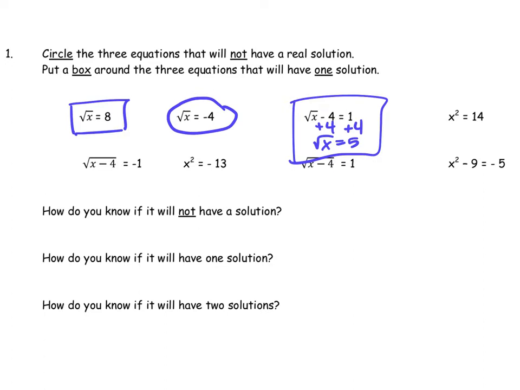Next one, x squared equals 14. I would square root both sides. That one, different kind of an equation, would actually have two solutions. So I have neither a box nor a circle around that one.